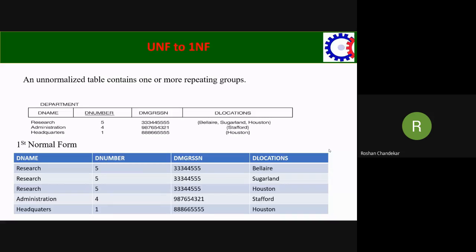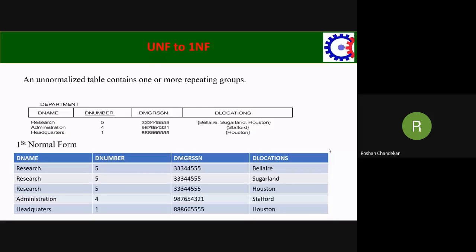In the table Department, we have the attributes D name, D number, D M G R S S N, and departmental locations, D locations. Now look at the first row, where the name is Research, D number is 5, and DMGRSSN is 333445555, and the locations are Bellaire, Sugarland and Houston. So this table is not in the first normal form.